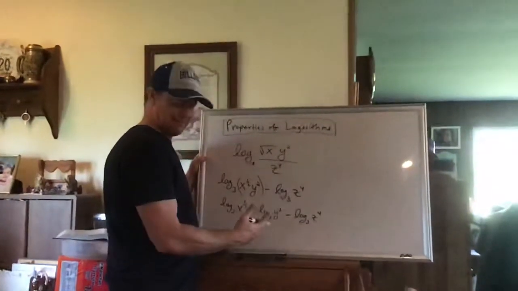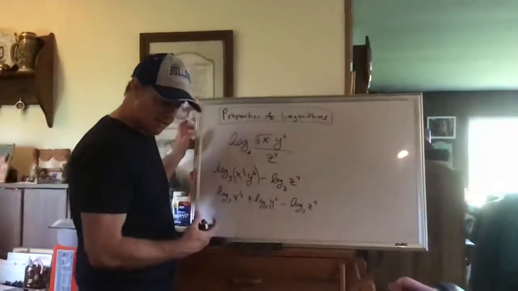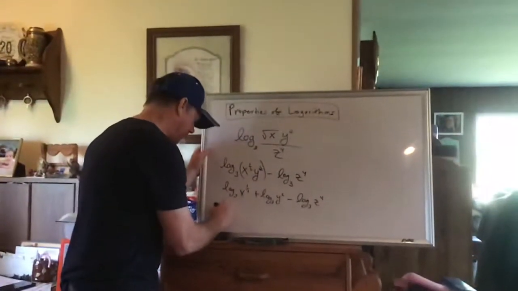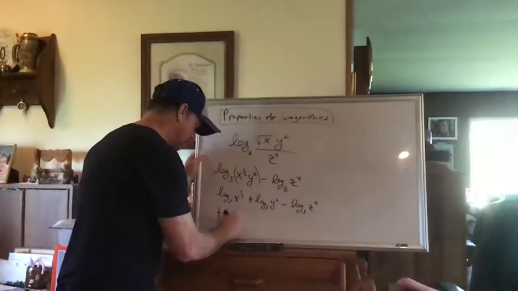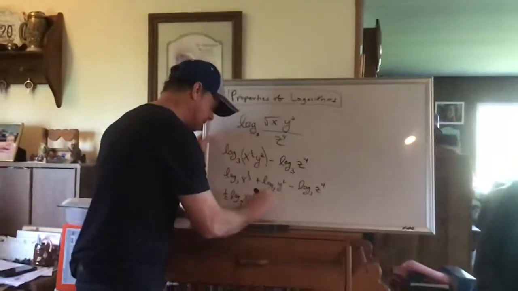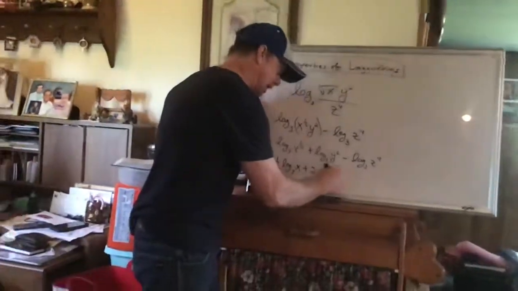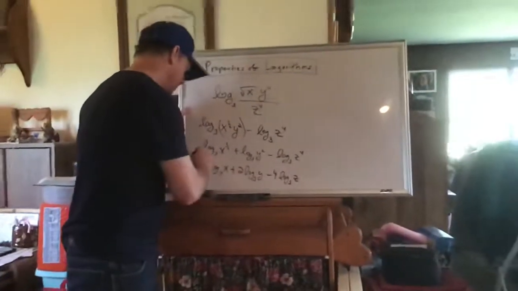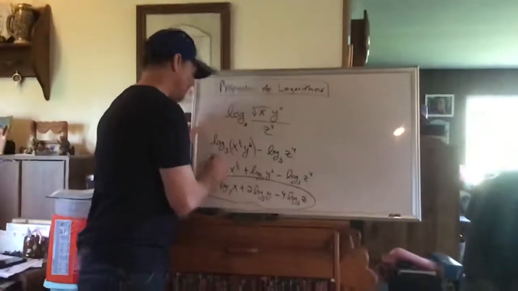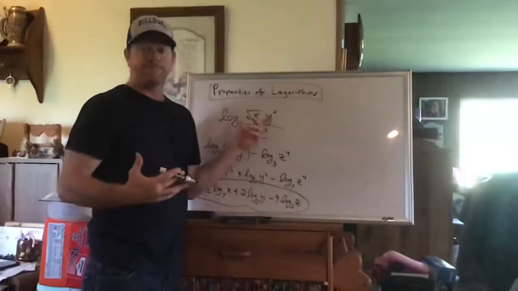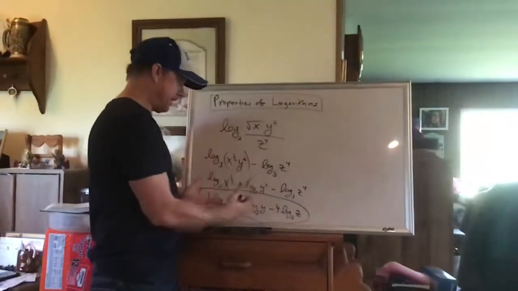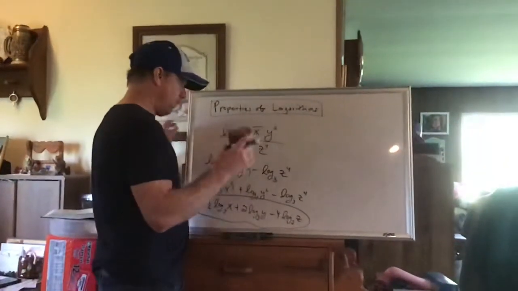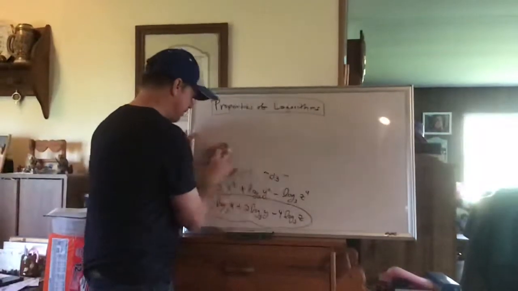And then I have exponents. And what do we do with the exponents? We throw them out front. So I have 1/2 log subscript 3 of x plus 2 log subscript 3 of y minus 4 log subscript 3 of z. And we took this single log and we wrote it as a sum or a difference. One more, and then this will be my last one for the day.